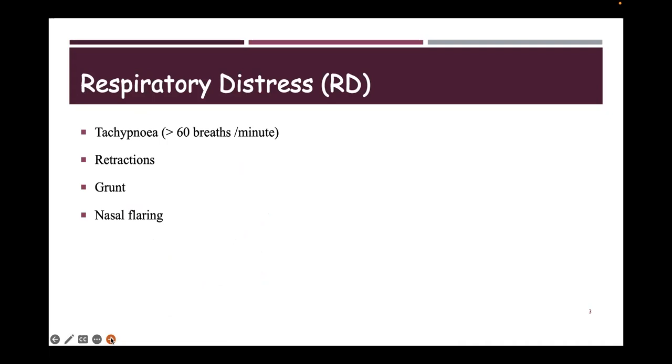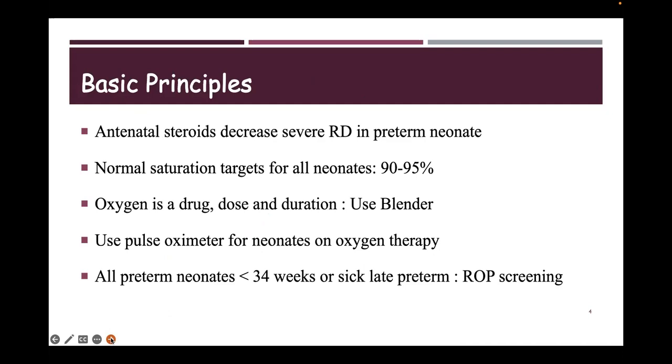If a baby has tachypnea, retractions, grunt, or nasal flaring, out of these 4 signs, at least 2 signs should be present to label a baby as having respiratory distress. It's also important that certain basic principles be kept in mind for managing preterm babies with respiratory distress along with the CPAP. These include use of antenatal steroids for all mothers who are going to deliver before 34 weeks, use of a blender for delivering oxygen, and always using a pulse oximeter whenever a baby is on any form of oxygen, including CPAP.